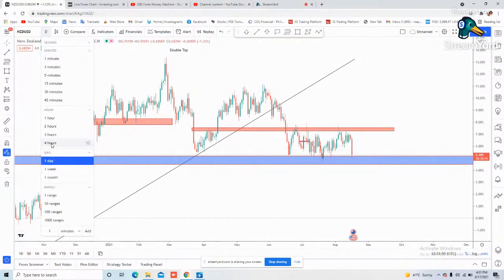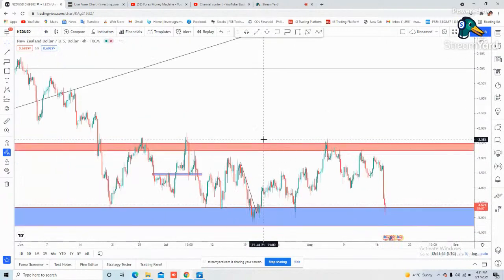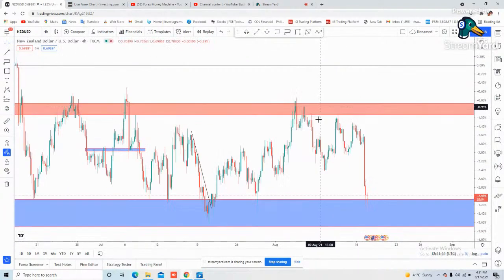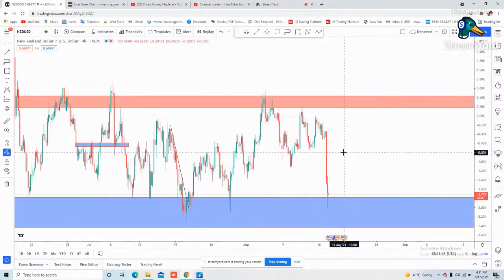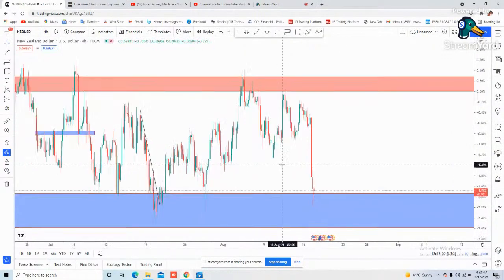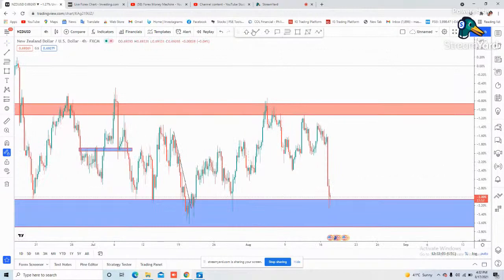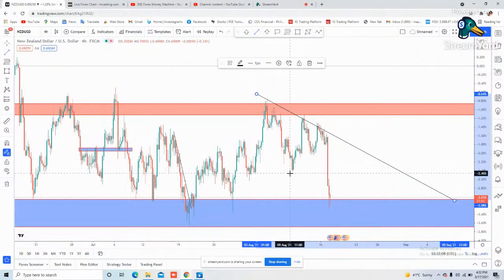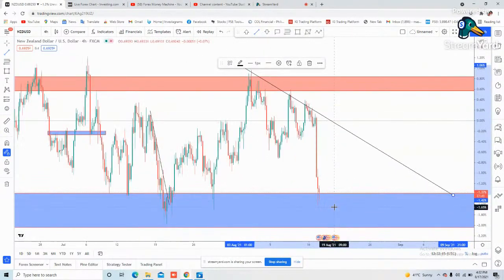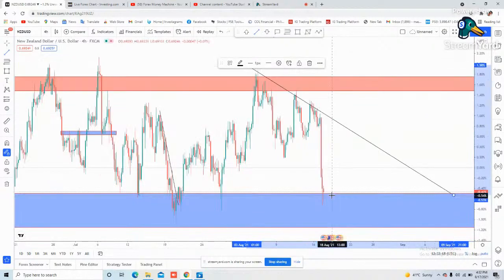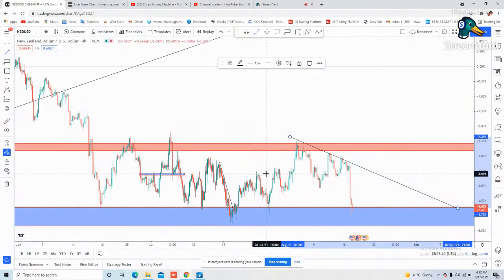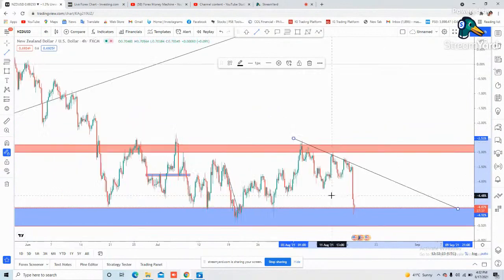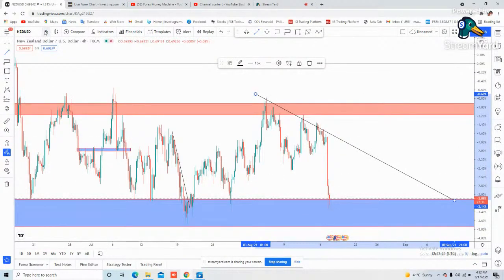Let's check out the 4 hours. Yep, we'll wait for the confirmation of what will happen here, because we put a trend line here: lower low, lower high, lower low, lower low, lower high, lower high. It seems that we have a reversal here because this is the support for the weekly.